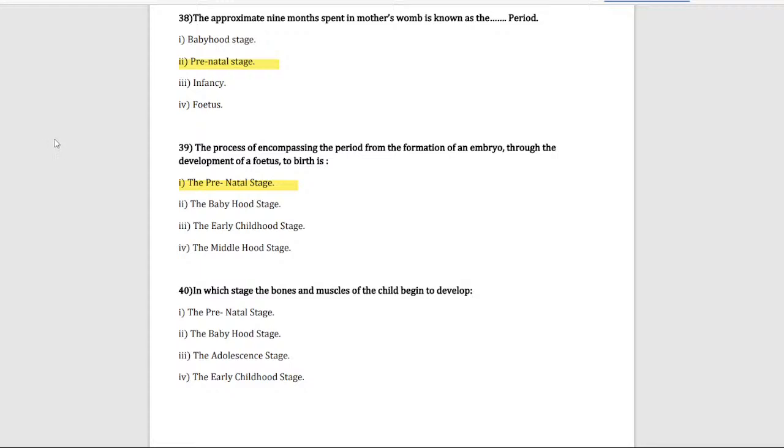We come to the last question for the first paper solving session. Question number 40. In what stage the bones and muscles of the child begin to develop? First, the prenatal stage. Second, the babyhood stage. Third, the adolescent stage. Fourth, the early childhood stage. And the correct answer for this question is second, the babyhood stage. So it is the babyhood stage in which the bones and muscles of the child begin to develop.